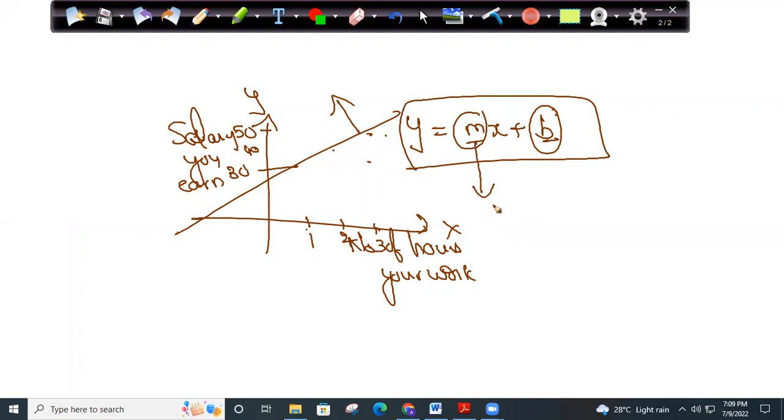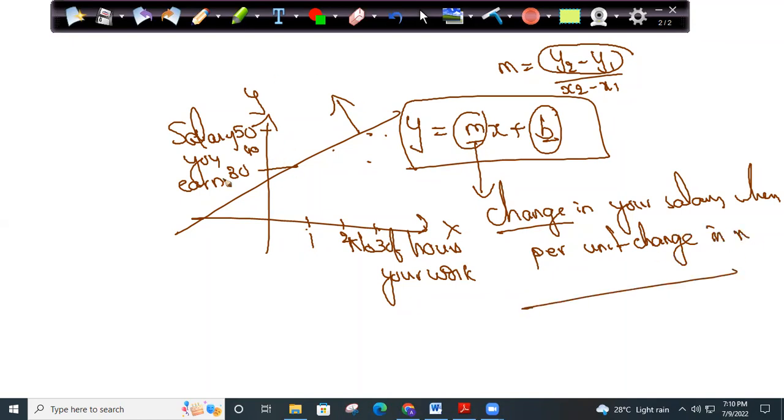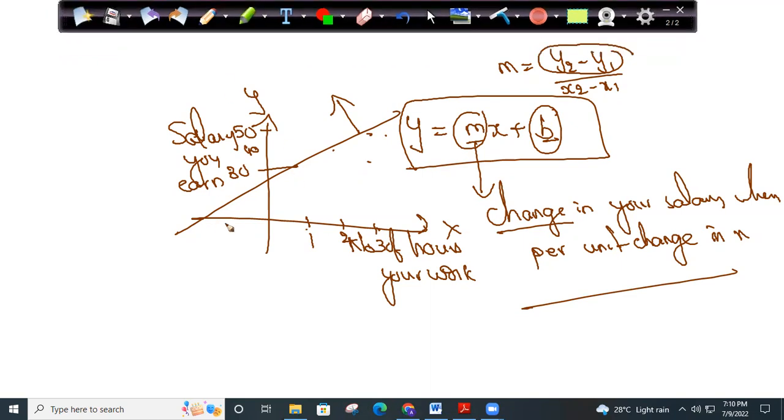What m represents is the change in your salary. Because slope is given by y2 minus y1 divided by x2 minus x1. So what is the meaning of y2 minus y1? It is the change on the y-axis, that is, the change in your salary per unit change in x. How much does your salary change, either increases or decreases? Here it increases.